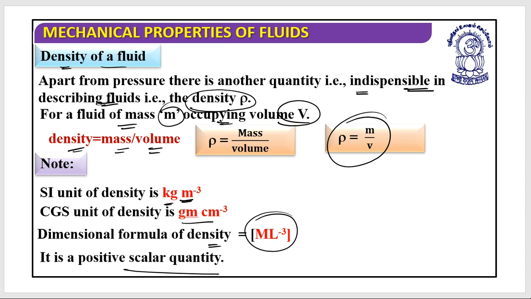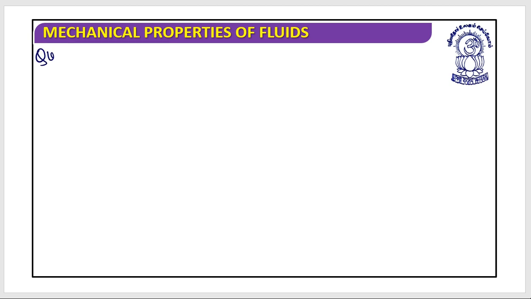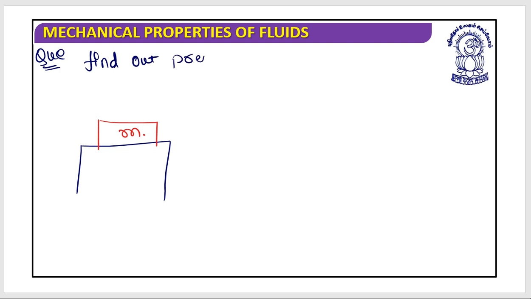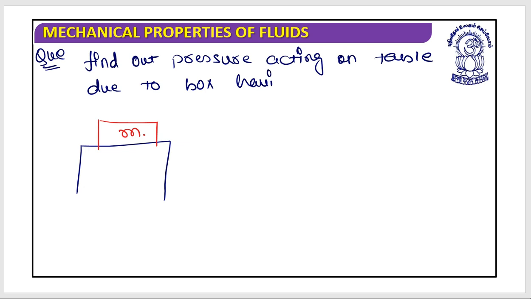Is it clear? Great. Now let's look at questions based on pressure. Let's suppose this is a table, and I have kept a box over here, and this box has mass m. So the question is: find the pressure acting on the table due to a box having mass m.